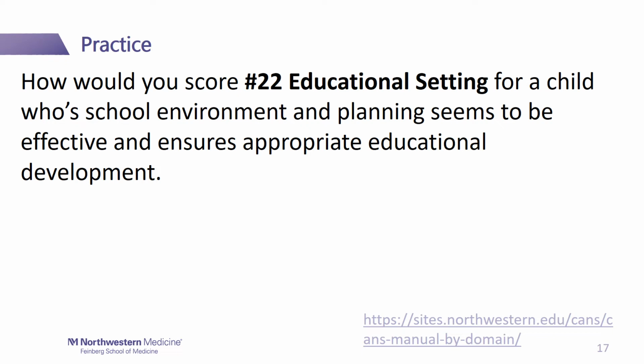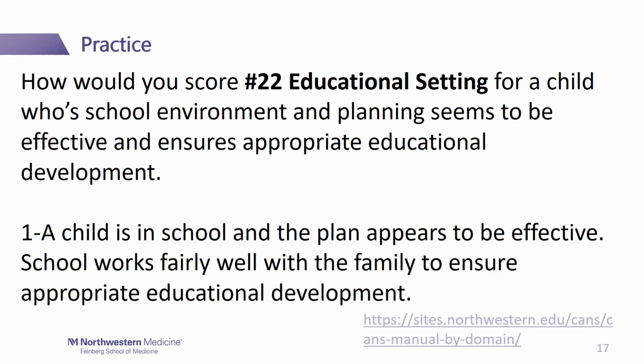How would you score number 22, educational setting, for a child whose school environment and planning seems to be effective and ensures appropriate educational development? The preferred score would be a 1. A child is in school and the plan appears to be effective. School works fairly well with the family to ensure appropriate educational development.